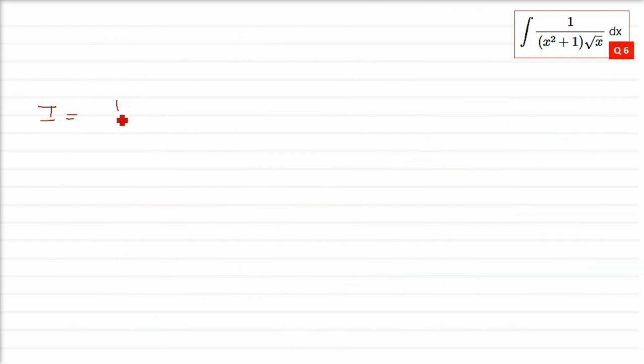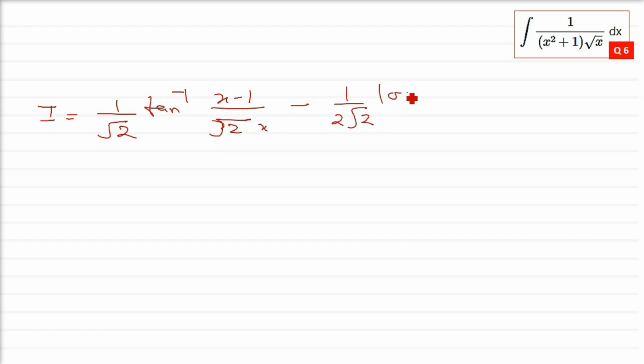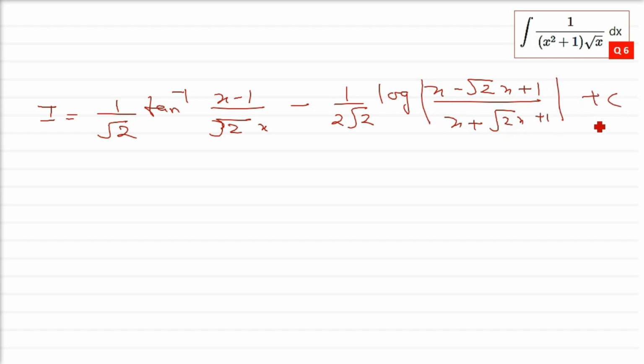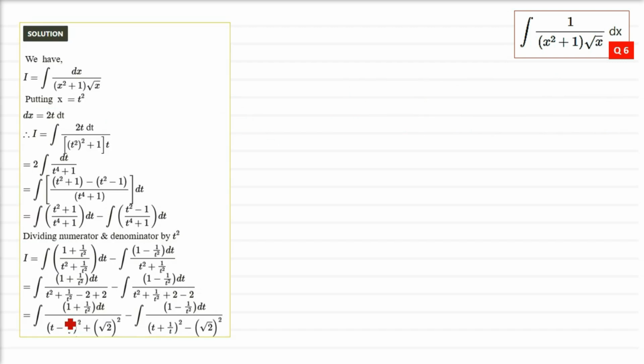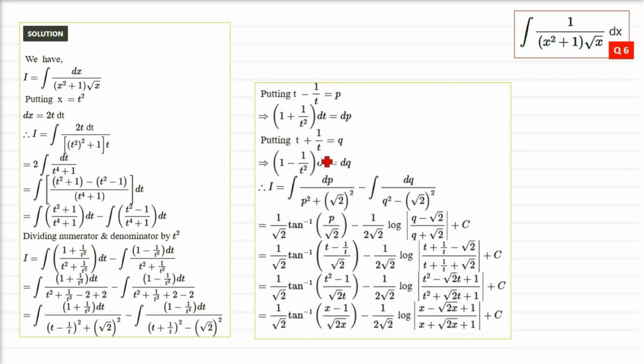So the final integration will be of this form: 1 by root 2 tan inverse (x minus 1 divided by root 2x minus 1) by twice of root 2 log |x minus root 2x plus 1 by x plus root 2x plus 1|, plus a constant of integration. That's your final result. Now how this will be written, because there is a proper formal way to solve any question, and this is the formal way you must stick to.